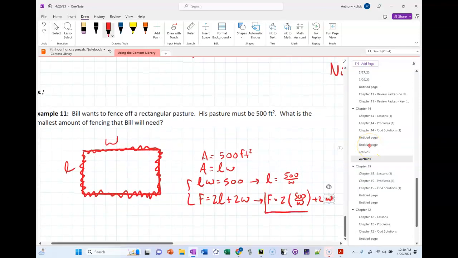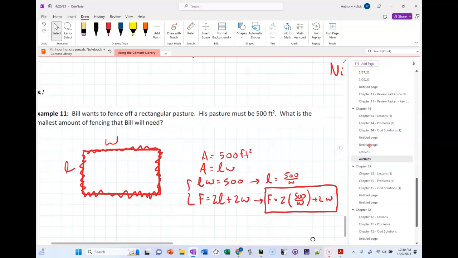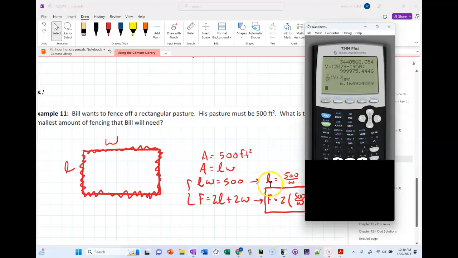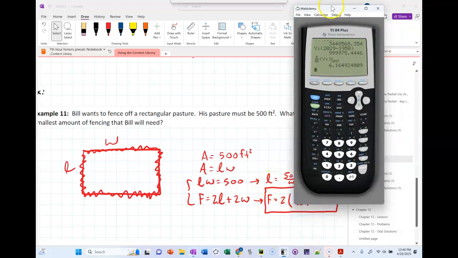So what I have now is an equation for that perimeter in terms of widths. It's now asking me for the minimum amount of fencing. It wants the minimum value of that function. Algebraically, we don't have a good method of doing this yet. If you take calculus next year, we'll learn how to do something like that. It's not difficult, but you need calculus to do it. What we're going to do instead at this stage of the game is just rely on our calculator.